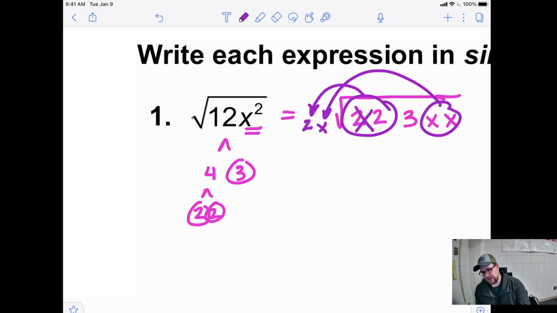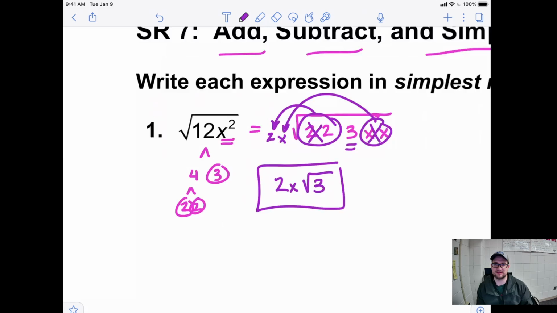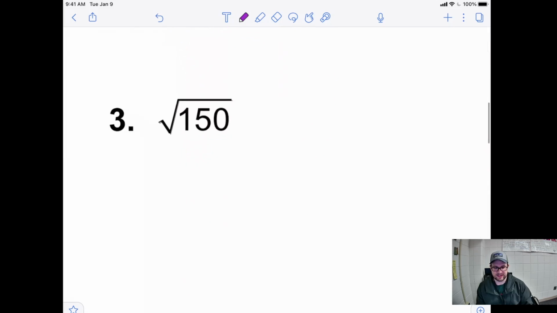Once you do that, you can cross out the terms that you pulled out. So on the outside, I have a 2 and the x. And then on the inside, we still have a 3. So this is 2x square root of 3. Let's take a look at the next one.